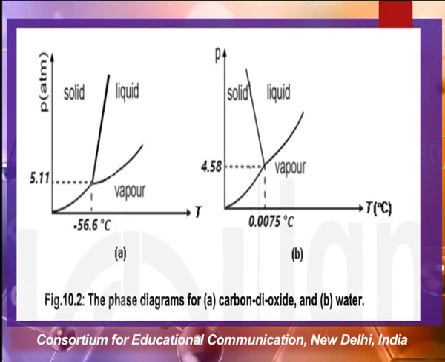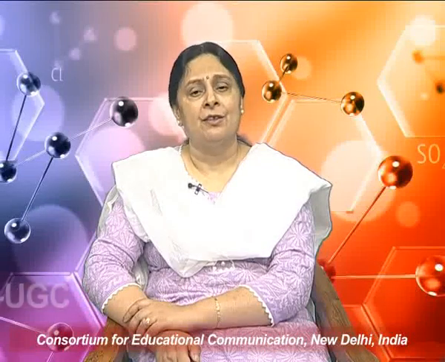Here I am showing the phase diagrams for carbon dioxide and water side by side. You can see that for water we have a negative slope in the solid liquid interface, whereas for carbon dioxide we have a positive slope in the solid-liquid interface. You can also appreciate the difference in the values of the triple points pertaining to temperature and pressure in both the cases. So this is as far as the fourth application. Now let me move on to the fifth application.